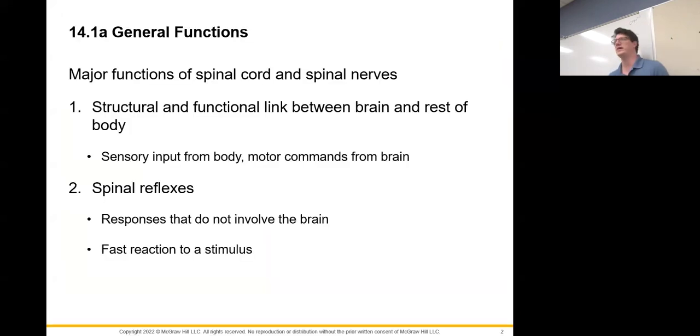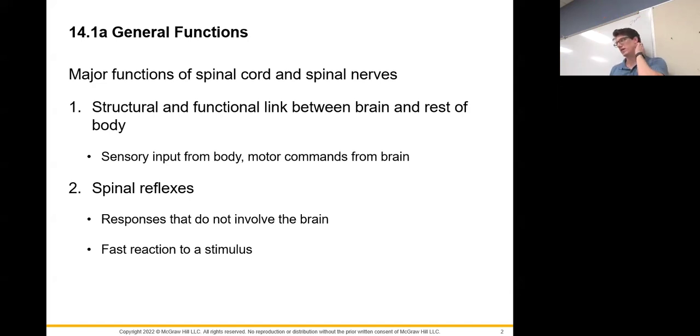Okay. Which means the major role that the spinal cord has is basically going to act as a link between the brain and the rest of the body. Okay. So it is basically carrying input from the body and moving that towards the brain. And then we're also going to have some lanes of highway that are going to be carrying information from the brain. So commands from the brain out.